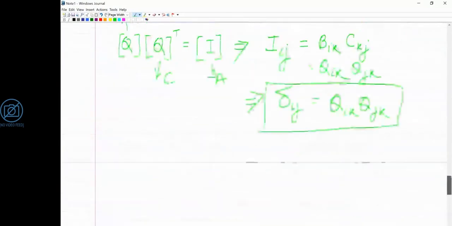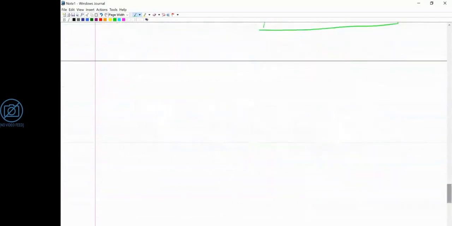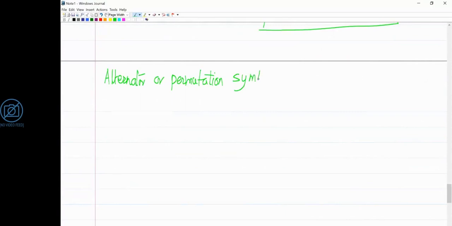So having done this, let's now proceed to the alternator symbol. So we have this alternator or permutation symbol. Okay, this is denoted by epsilon, and it has three indices, i, j, k, and they are all free indices. See, because all of them are appearing only once, so they are free indices.